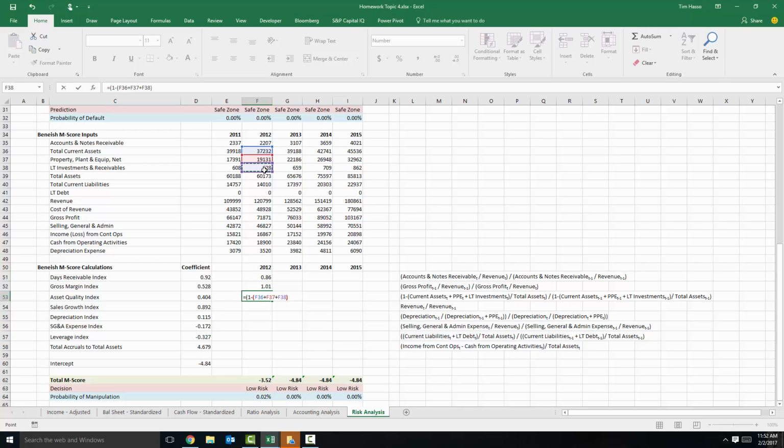Close that bracket and divide that by total assets for this year and close another bracket there. And then you divide that whole sum by similarly but for last year. So again, open up a bracket, 1 minus, open up another bracket, current assets plus property, plant, and equipment plus long-term investments, close the bracket, divided by total assets last year, and then close the final bracket, press enter, and you get 1.4.